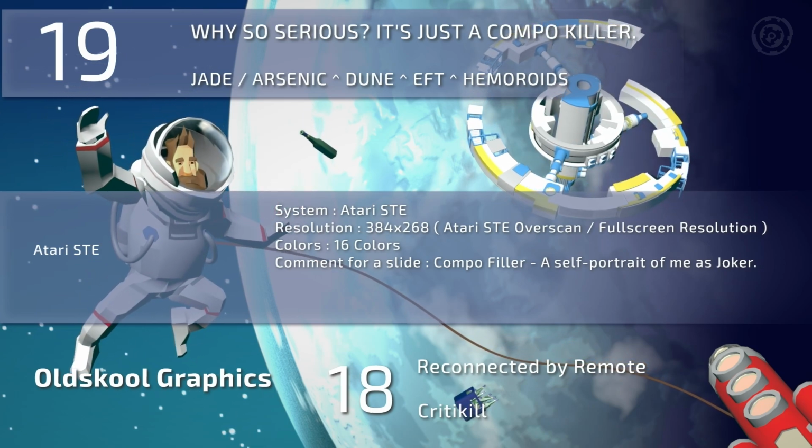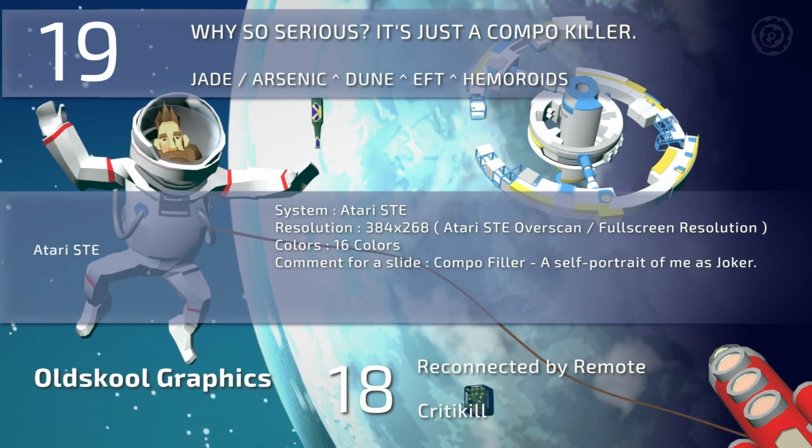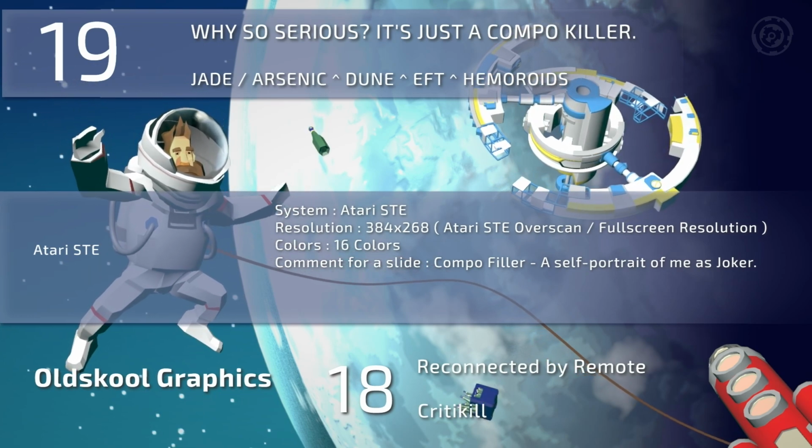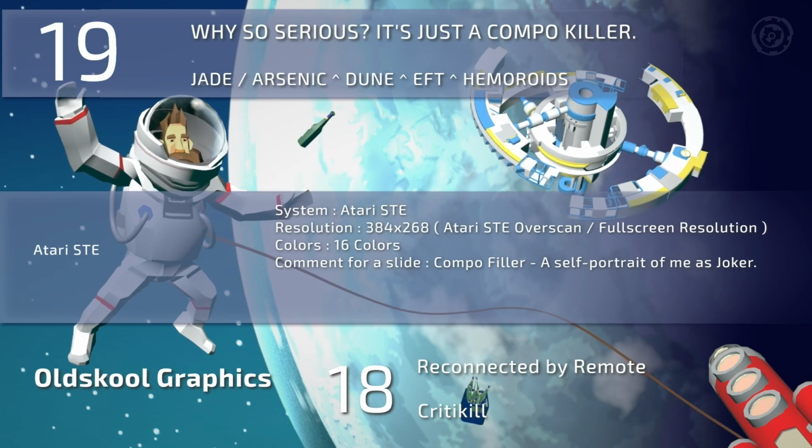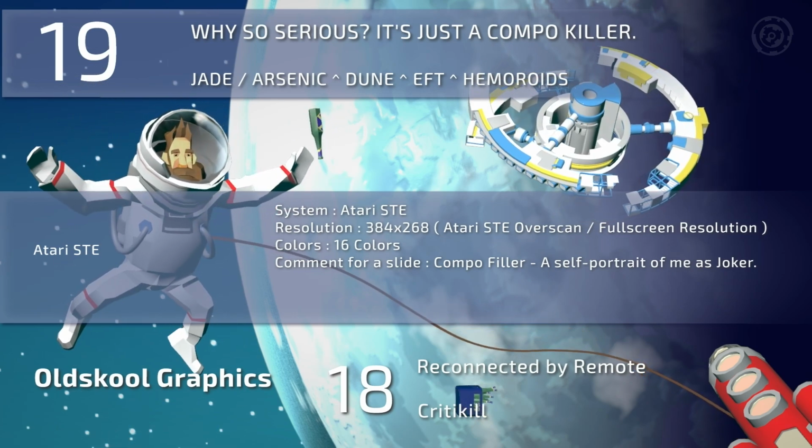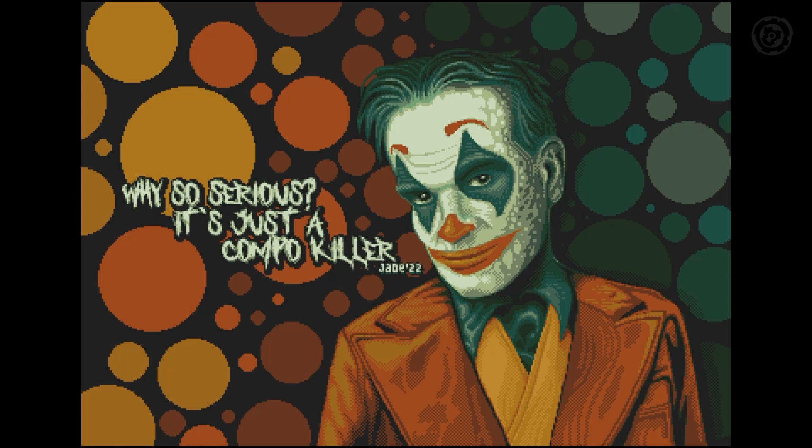Why So Serious? It's Just a Compo Killer by Arsenic Dune EFT and Hemoroids. This is on the STE, 16 colors. This is going to be interesting. Right away you can see the difference in the colors that the ST can put out versus the Amiga. These are a bit muted, but because of that, you can see some of the detail that's being used in the dithering on the face and on the jacket and so forth.